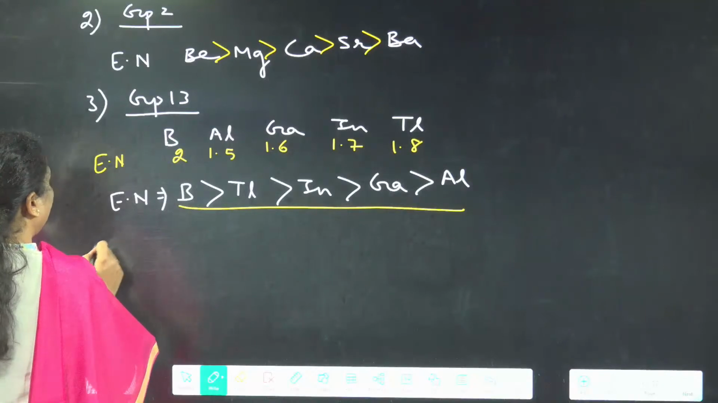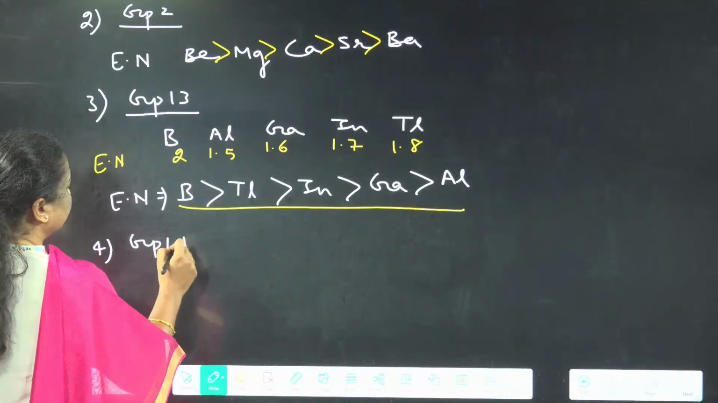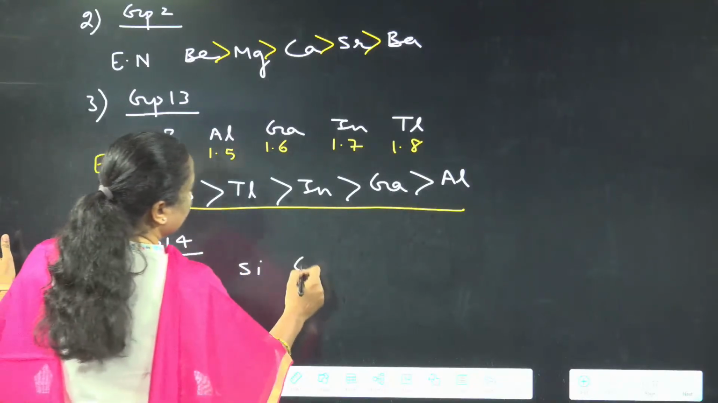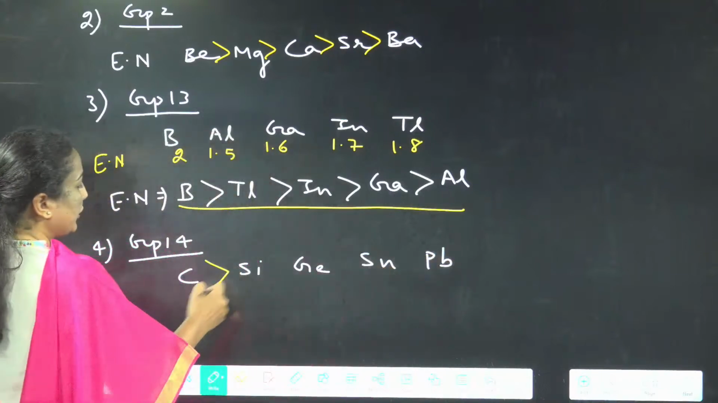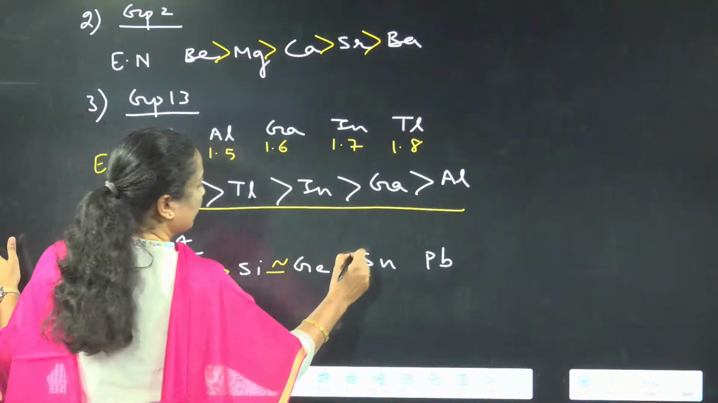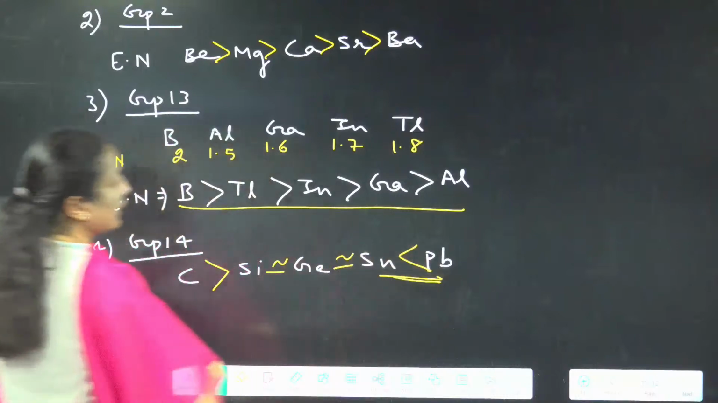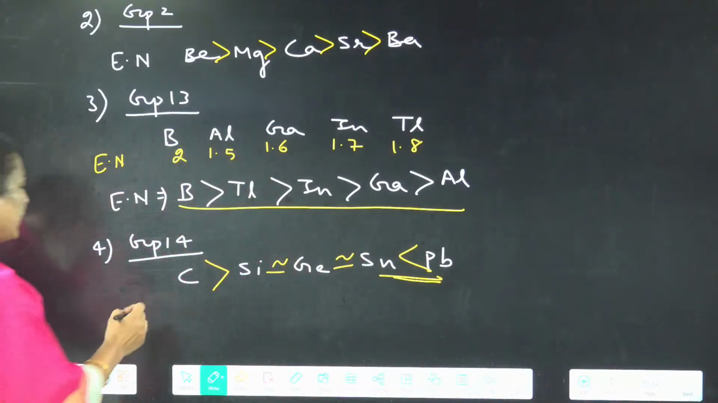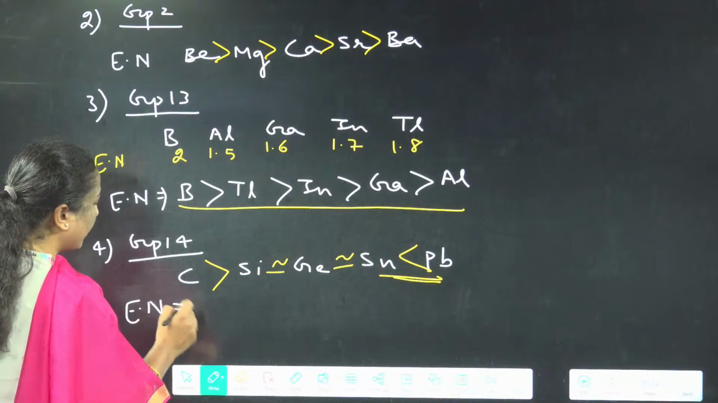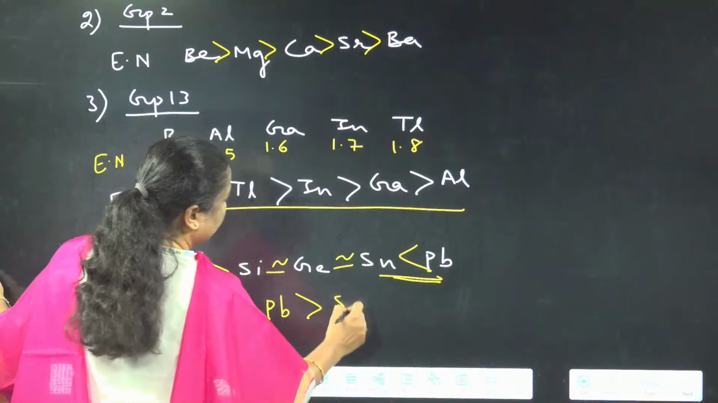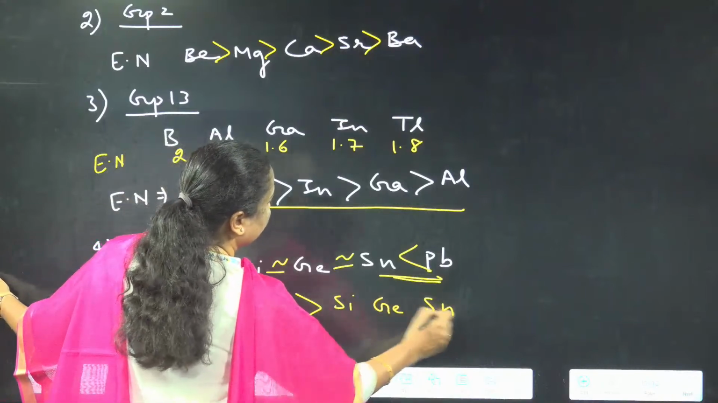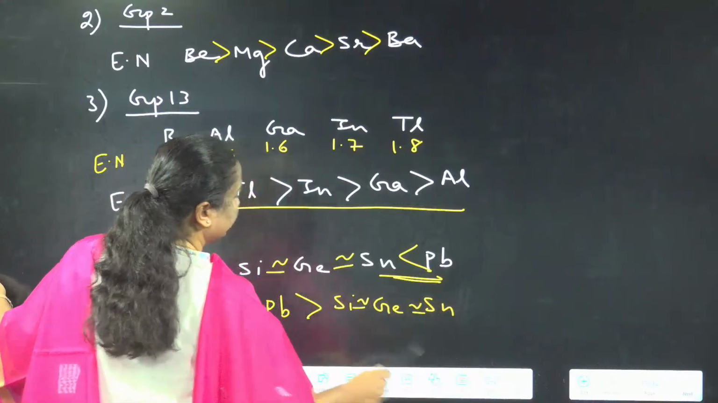Then if I talk about group 14, carbon, silicon, germanium, Sn and lead, down the group it should decrease. It is found that for silicon and germanium it is the same, but for Sn and Pb it is increasing again because of the poor shielding effect. So the overall order will be carbon, then lead, and the rest, silicon, germanium and Sn, for them it is almost the same.